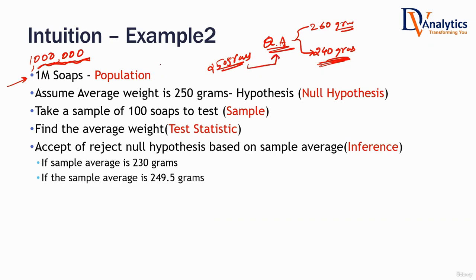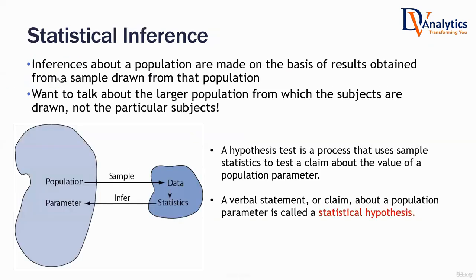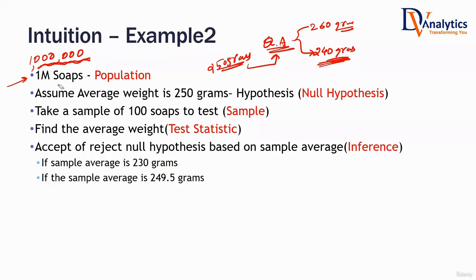Unfortunately, we do not have a huge weighing machine where you can put all these 1 million soaps in one go and find out the weight. So what do we do? Out of 1 million soaps, since you cannot weigh all of them, what would you do to test whether it is really 250 grams or not? Whenever you have a large population, you take a random sample.